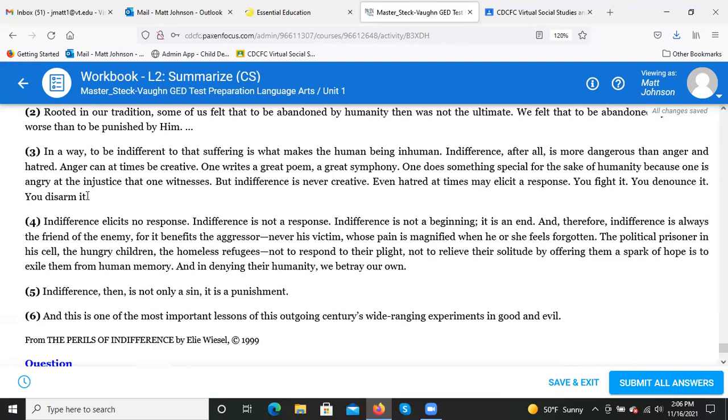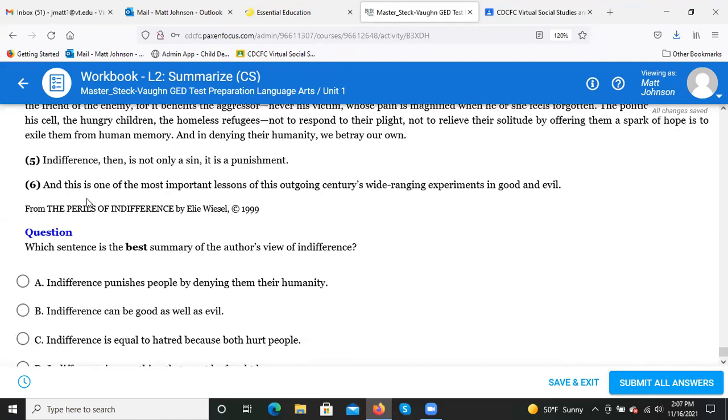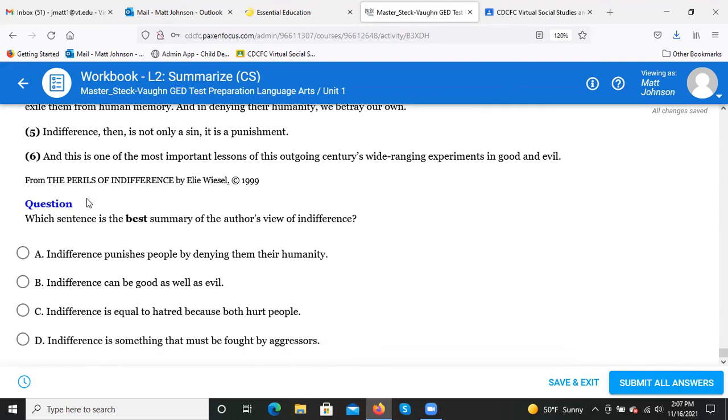Okay, last one. So, which sentence is the best summary of the author's view of indifference? A, indifference punishes people by denying them their humanity. B, indifference can be good as well as evil. C, indifference is equal to hatred because both hurt people. D, indifference is something that must be fought by aggressors. What are we looking for there? A, yeah. Indifference punishes people by denying them their humanity.